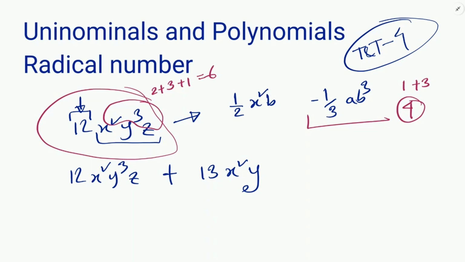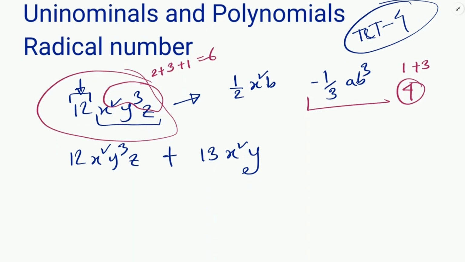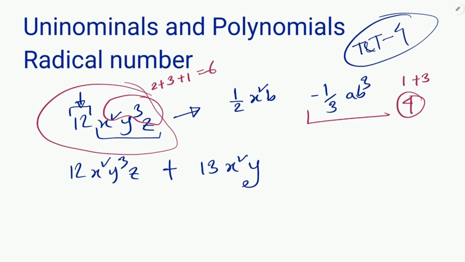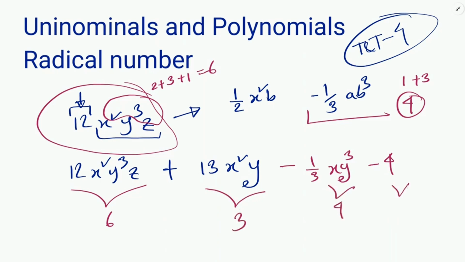Now if we would like to find out the degree of the polynomial of this expression 12x square y cube z, 13x square y, in this particular case what would be the degree of this polynomial? Remember, to find the degree of a polynomial we have to find the degree of all monomials inside that polynomial. I can extend it, minus 1 by 3 ab cube, let's say, or minus 4 this way. To make it better looking, I'm writing xy cube. Now let's find out. This has a degree of 6, this term has a degree of 3, this term has a degree of 4, and this term, do you know what is the degree of this term?